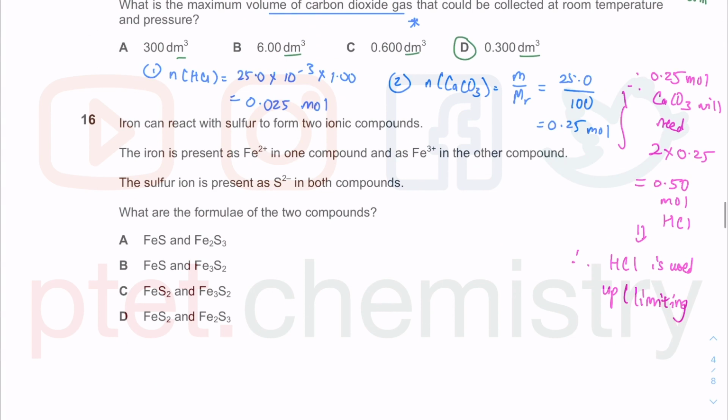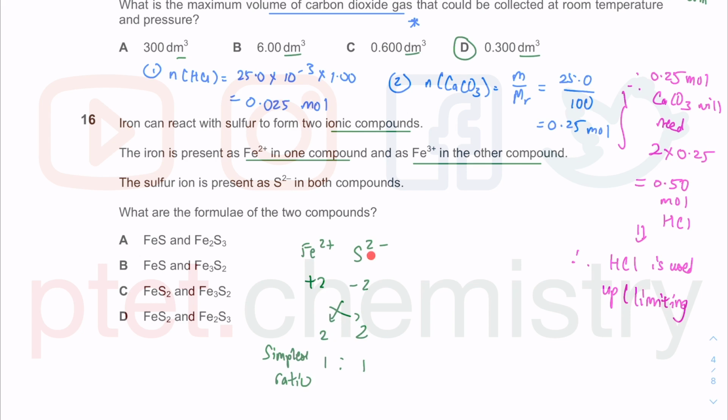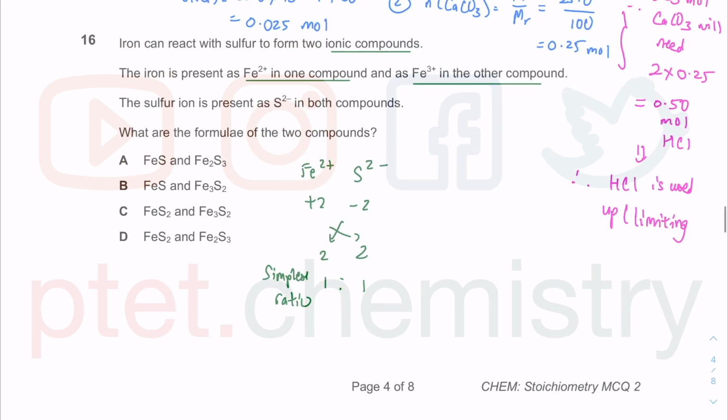Number 16, iron can react with sulfur. You get 2 ionic compounds. The iron is present as Fe2+ in one compound and Fe3+ in the other. So, Fe2+ and S2-, plus 2 and minus 2. You can bring down the numbers, 2 there becomes 2, the numbers 2 there, just cross multiply. You want the simplest ratio. You could also see that the charges already cancel out, plus 2 and minus 2. So you just need one Fe2+ and one S2-.